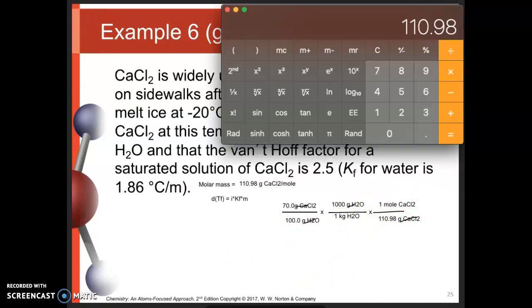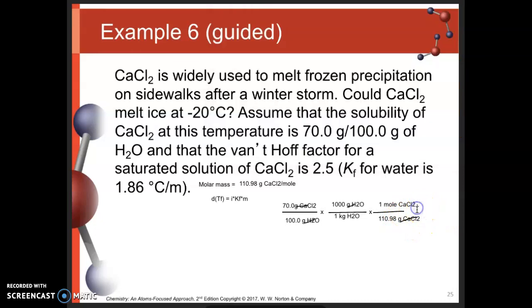Do the calculation. 70 times 1,000 divided by 100 divided by 110.98 is going to give me a molal concentration of 6.31, which is high. We would expect it to be high since this is a saturated solution.